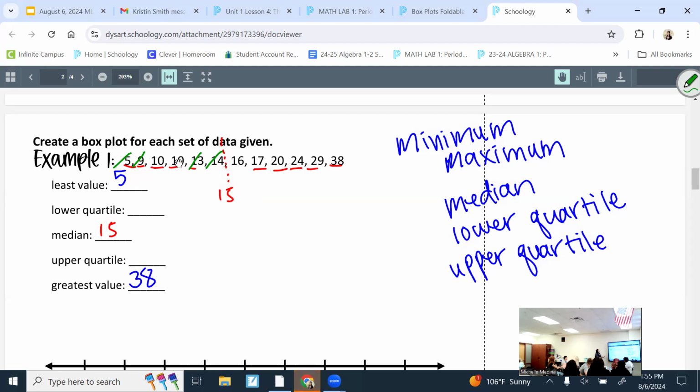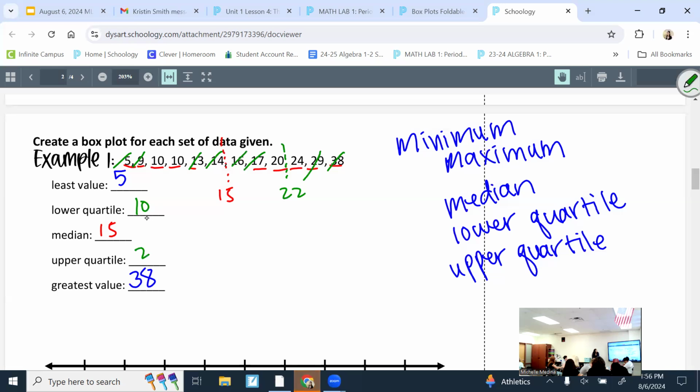And I have two numbers in the middle again. 10 plus 10 is 20, 20 divided by 2 is 10. Taking the average of the same numbers, it should be that number, but you can do the math to verify. And then the median of your upper half. Again, two numbers in the middle, 20 plus 24 is 44, and 44 divided by 2 is 22. So my upper quartile is 22.